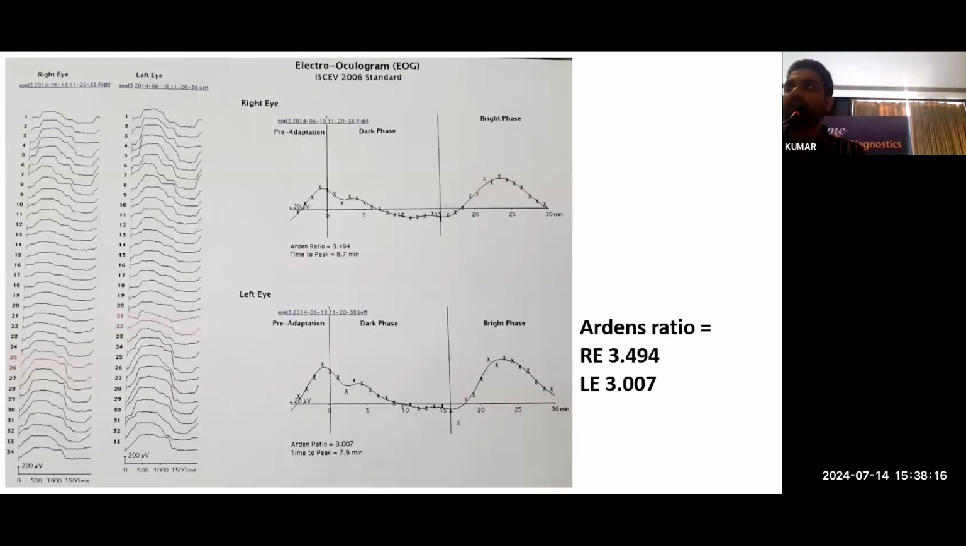So this is basically how we interpret an EOG. Like I told you, this is the EOG. First I look at the saccades, if they are normal or abnormal. Then I directly go and look at the Arden ratio. Here the Arden ratio for the right eye is 3.4 and the left eye is 3.0. So this is a normal EOG.